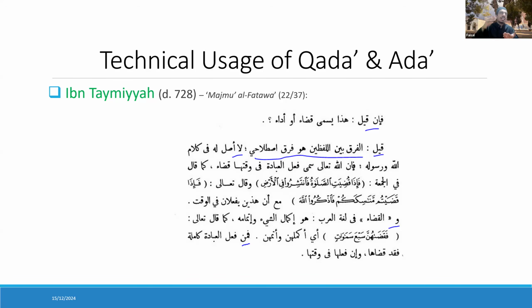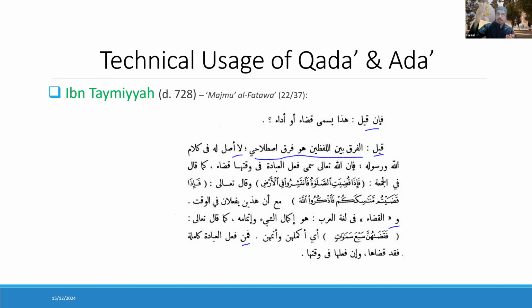And so Ibn Taymiyyah continues and says لا أصل له, like, this technical usage لا أصل له في كلام الله ورسوله فإن الله تعالى سمى فعل العبادة في وقتها قضاء. Right? That this particular usage isn't found in Revelation. Why? Because Allah Most High also labels an action that's performed within its time as qada. What's an example of that? كما قال في الجمعة فإذا قضيت الصلاة فانتشروا. When the salah, in Surah Jumu'ah, is completed, when it's fulfilled, then disperse and spread out in the land.